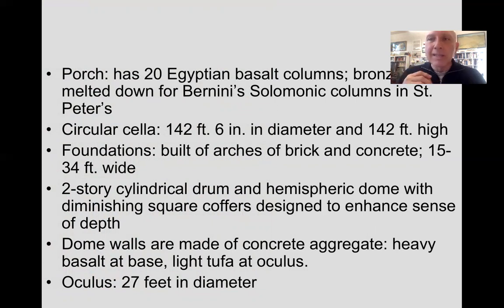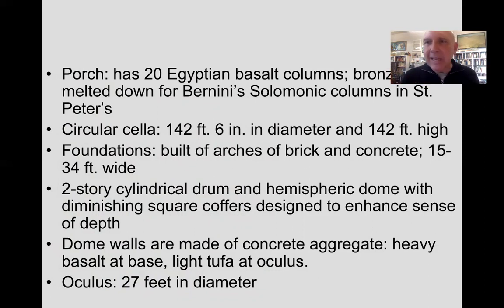The porch, that temple entrance, has 20 Egyptian columns. Those were brought in from Egypt. They're basalt. There used to be bronze doors on the front of the building, and those were melted down in the 17th century to build the columns that you see above the altar at St. Peter's on the Vatican Hill today.